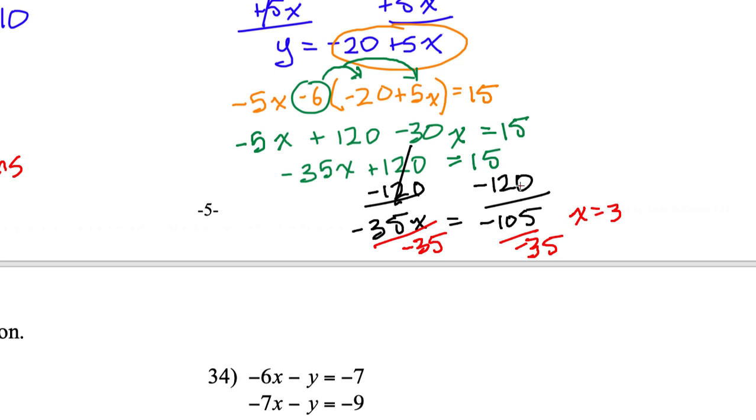15 minus 120. Because these are opposite signs, I'm going to subtract. So 120 minus 15 is 105, and then I take the sign of the larger, and it's negative 105. Yeah, good question. I'm not done. That's only half the answer.